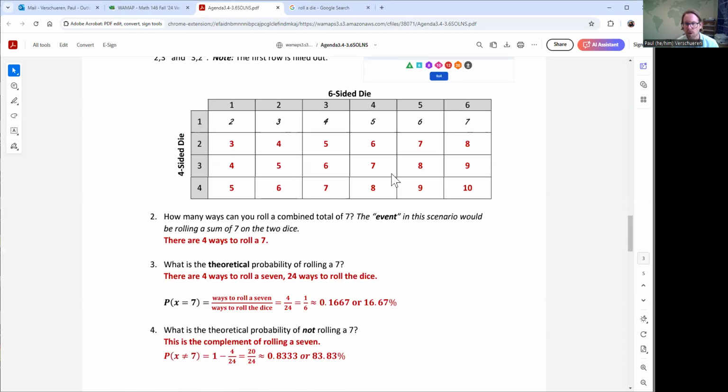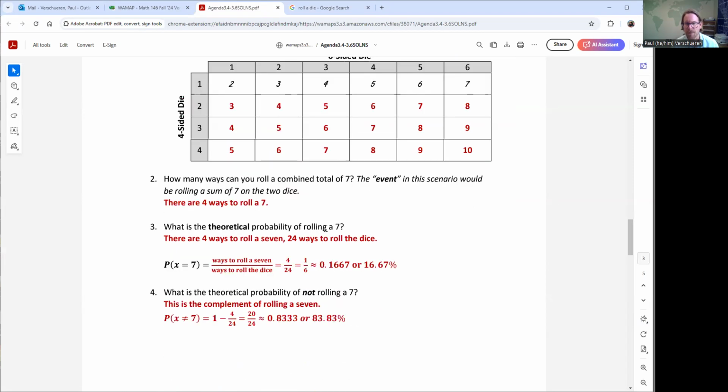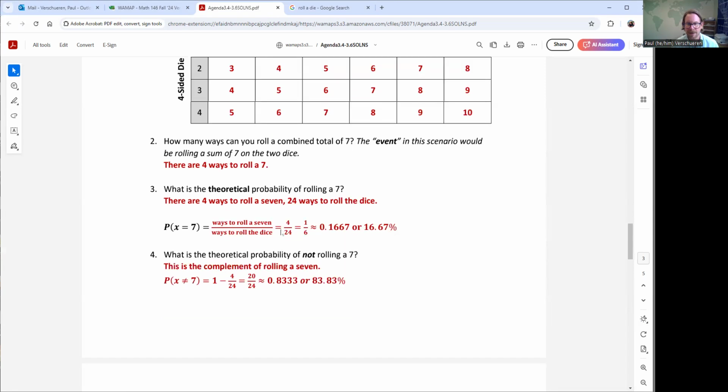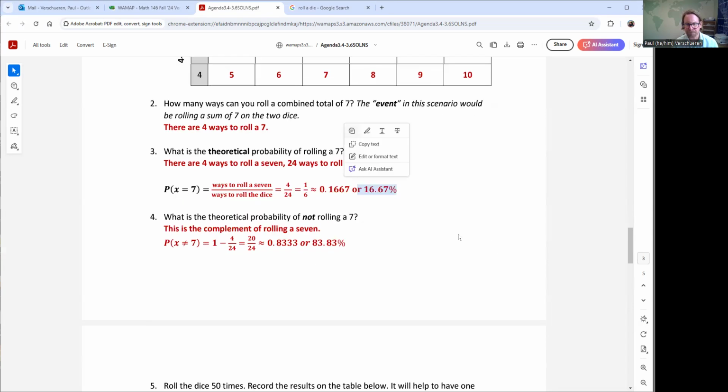So there are 4 ways to roll a 7. The theoretical probability of rolling a 7 would be 4 ways to roll a 7 out of 24 ways to roll altogether, so that's a 4 out of 24 chance, which works out to about a 16.67% chance. The word complement refers to the rest of the possibilities. The number that complements 16.67% is 83.33%, because those two numbers make 100% together. So your odds of not rolling a 7 would be about 83.33%.